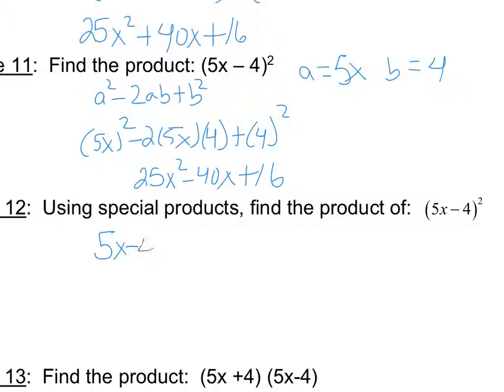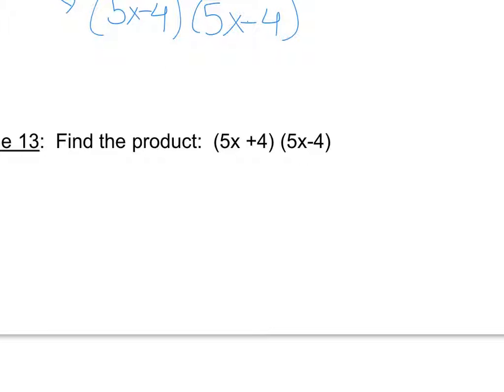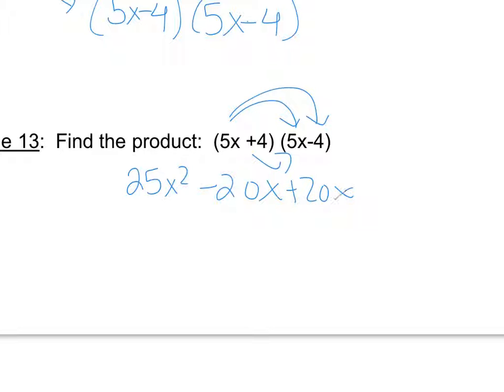And then down here, what they want you to do is, if you just write it out, so switch these. It says using the special products, that was up here. Find the product, that's down here. But it just means write it out twice and multiply it out. Okay? And I don't care which one you use or which one you remember. These ones I always just find. So it's 25x squared minus 20x plus 20x minus 16. Those are gone, so it's 25x squared minus 16. Okay? Let's take a look at some more.